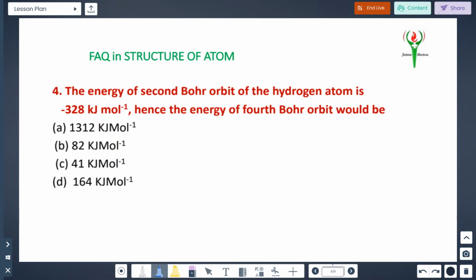What is the general formula? Energy of an electron in the nth orbit is equal to minus Rydberg constant into 1 by n square. This is the general formula. Here, energy of an electron in the nth orbit is equal to minus RH, the Rydberg constant, into 1 by n square, where n is the orbit number. Understood? Now they are giving the energy of the second Bohr orbit of hydrogen atom as minus 328. So I consider this as a positive one.